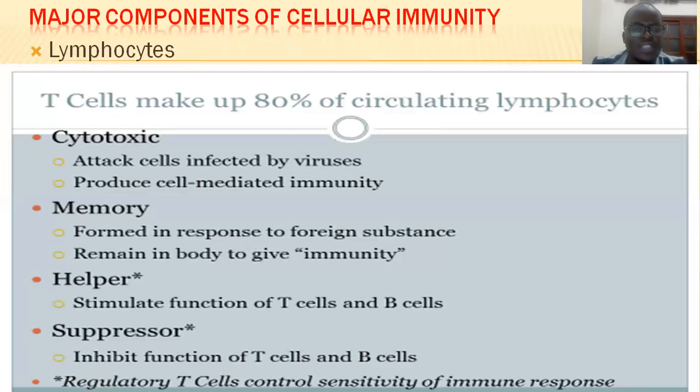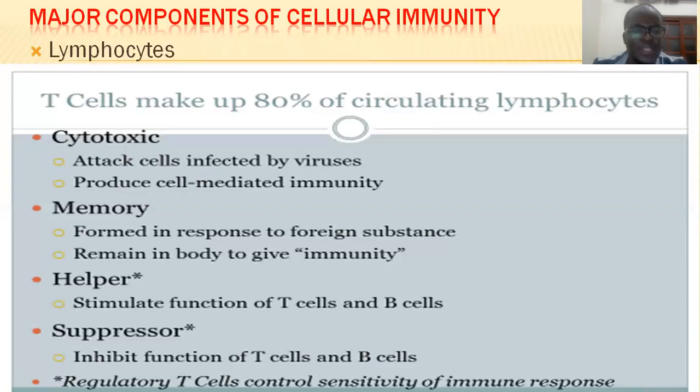Then you have T helper cells. You have T helper cell type 1, T helper cell type 2. In general, the T helper cells are going to stimulate the function of T cells and B cells. Once they are activated, they can activate the function of other T cells. They'll produce a lot of cytokines that will have a paracrine effect on the other T cells to activate them. That way there are a lot of activated T cells that can attack the pathogen.